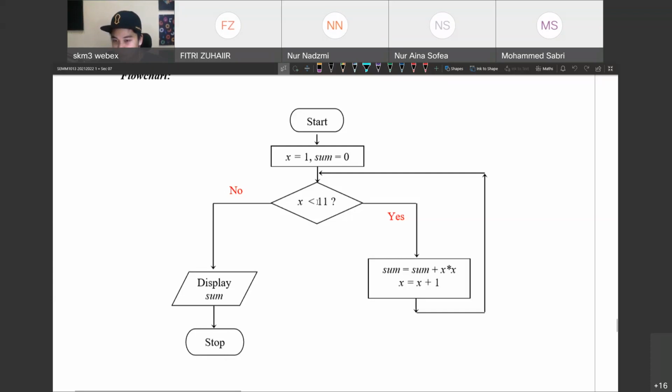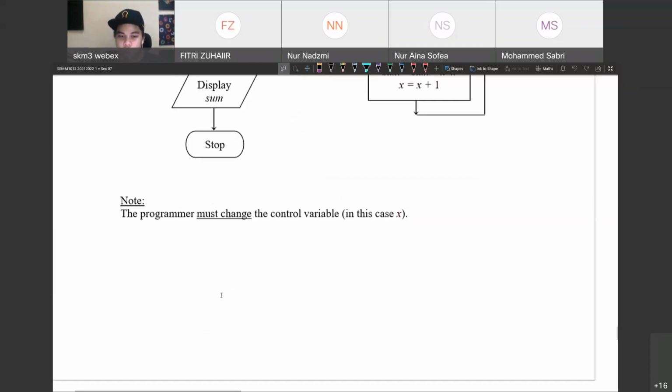So summation equal to sum. Remember our initialization sum here is 0 plus X multiply with X. So X is 1, 1 multiply with 1, 1. So plus 0, 1. So here X equal to 1 plus 1 equal to 2. So now X equal to 2, summation equal to 1. And then the process will do the looping until the condition is no, go to display sum, stop the operation.